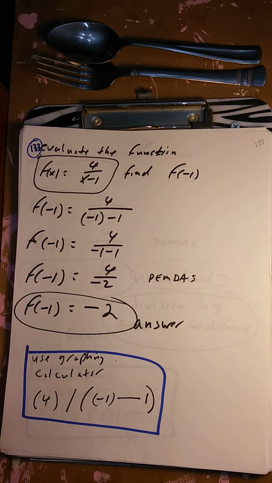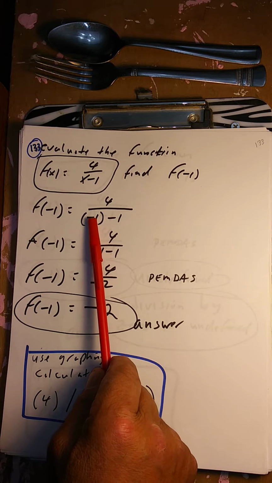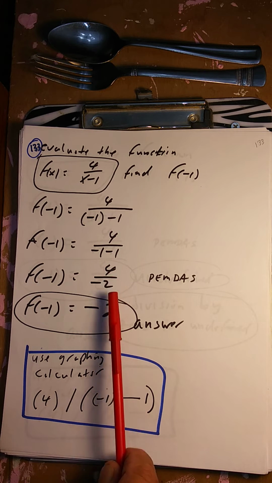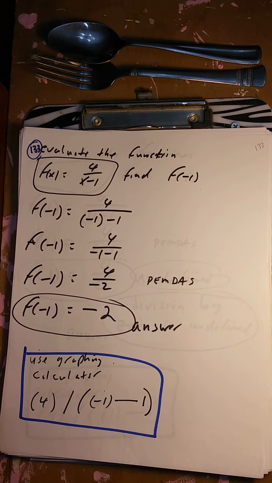Evaluate the function. F of x is 4 over x minus 1. Put a negative 1 in there for the x, right there. So negative 1 minus 1 is negative 2. 4 positive divided by negative is going to give you a negative 2. Or you can do it in the calculator like this with all the parentheses like that. Exactly like that, okay?